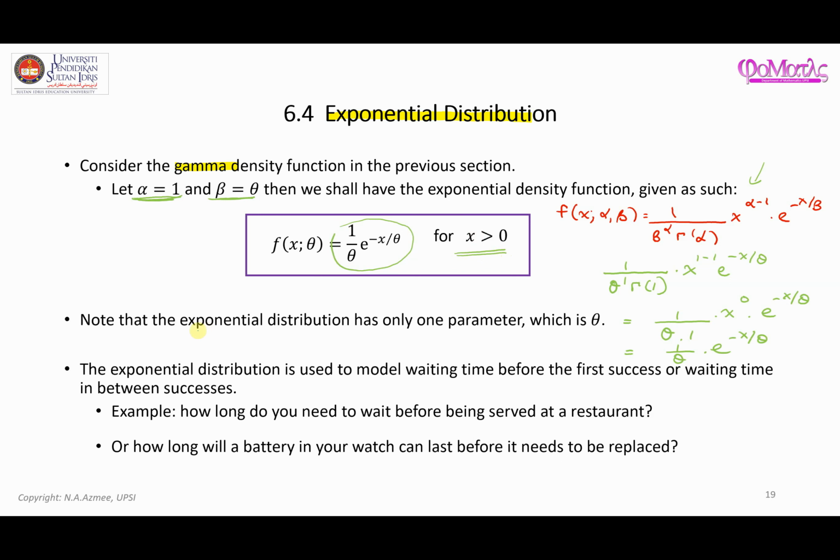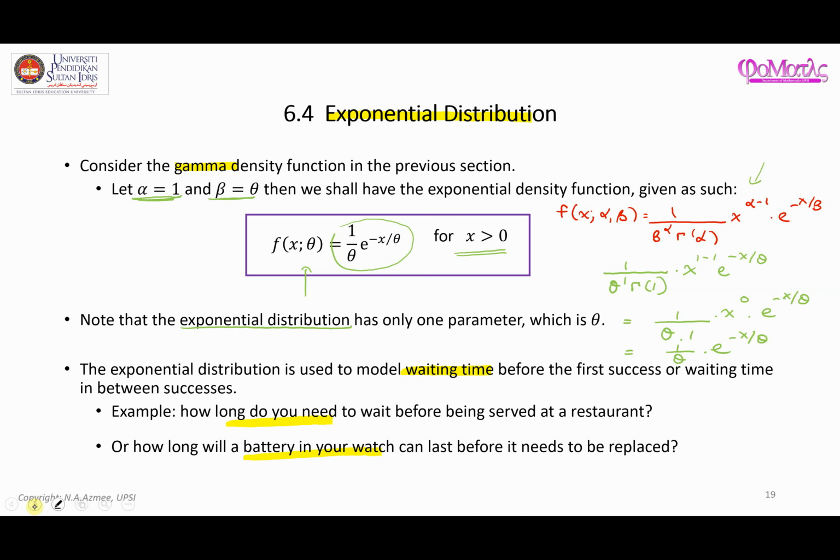Now notice that when you talk about the exponential distribution above, there's only one parameter, which is theta. The exponential distribution is used to model waiting time before the first success or waiting time in between successes. For example, how long do you need to wait before being served at a restaurant, or how long a battery in your watch can last before it needs to be replaced. That sort of problem can be modeled using the exponential distribution.